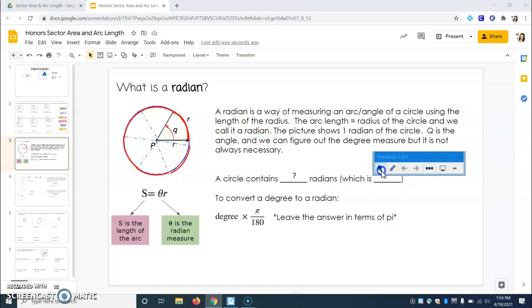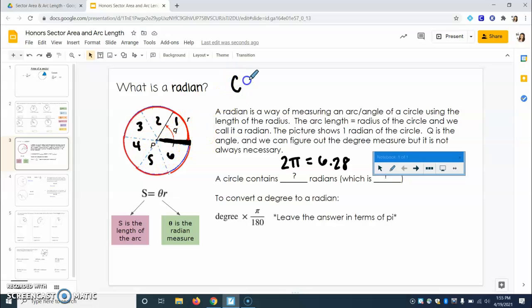So if you notice how many radians there are in this circle, this is 1, 2, 3, 4, 5, 6, and this little sliver that didn't quite make it. That little sliver is because 2 pi, 2 times pi, is like 6.28. And so that means 6 full radians plus that 0.28.